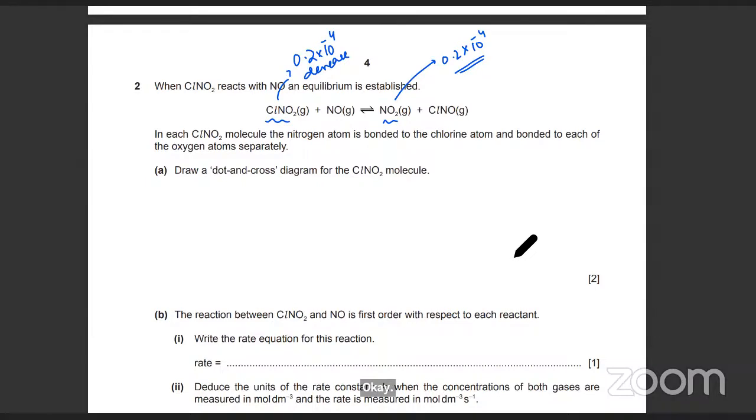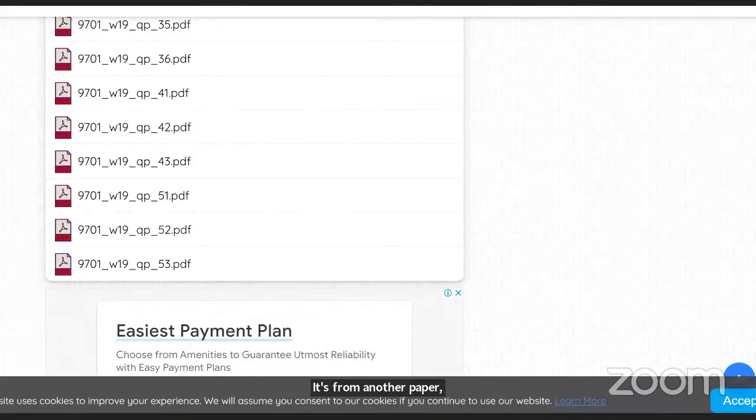Okay. A third part: why does the concentration of ClNO2 become constant? Equilibrium reached. It's going to reach equilibrium, so that means no further decrease in the amount of ClNO2. So what was the question? It's from another paper. 20 March 2021, paper 42.